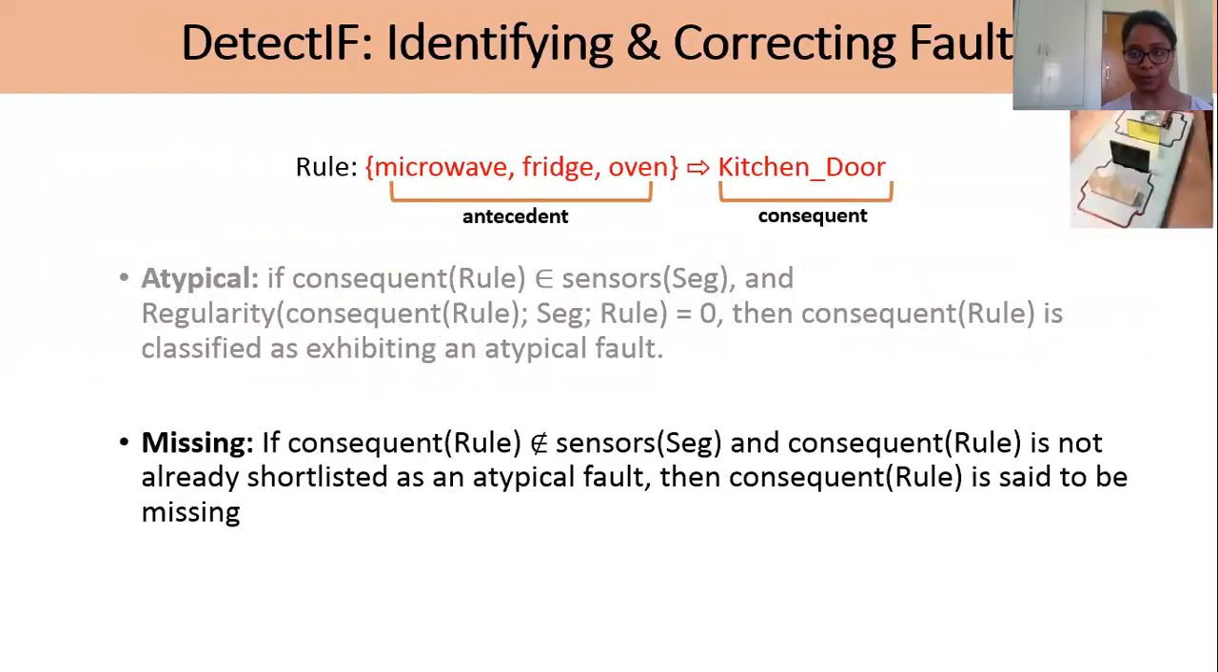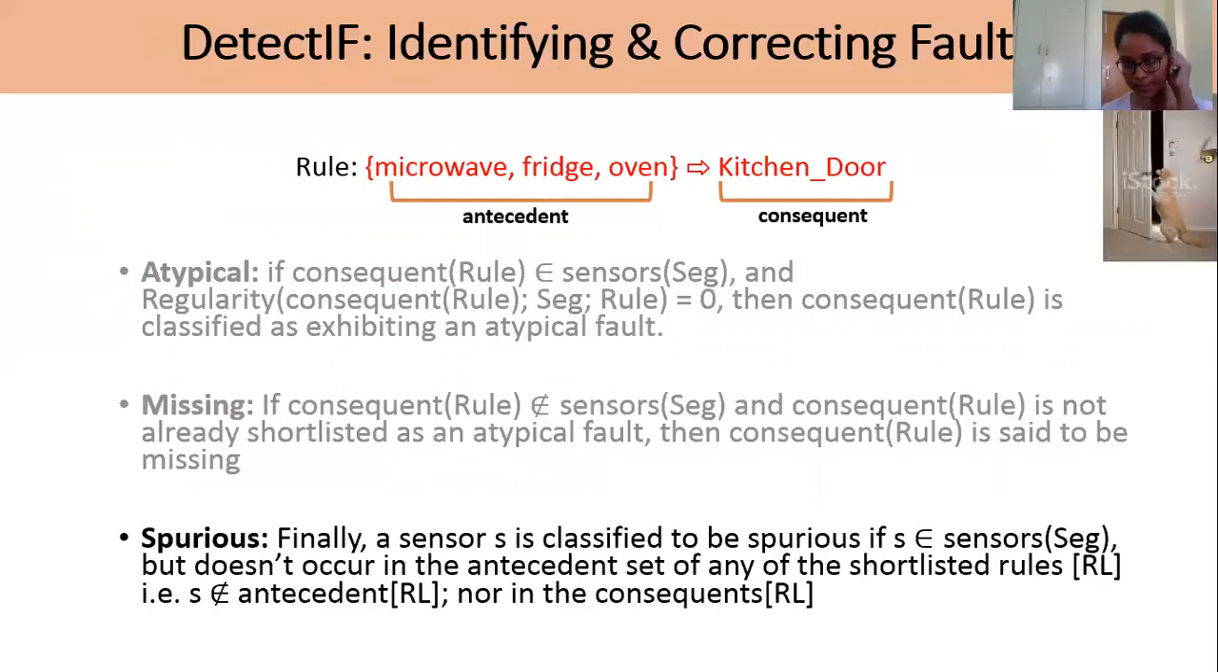Similarly, let's talk about missing fault. What we do is that if the consequent of the rule is not part of the test segment at all, and we also compute some sort of anomaly score where we look into the confidence, but that is later. The point is that if a rule is highly confident, the rule is there and the consequent is present in the rule but not in the segment, that means that probably there has been a missing sensor, like in case of obstruction.